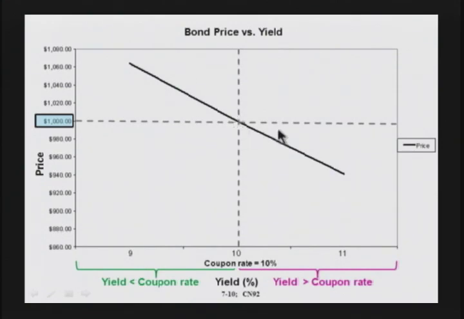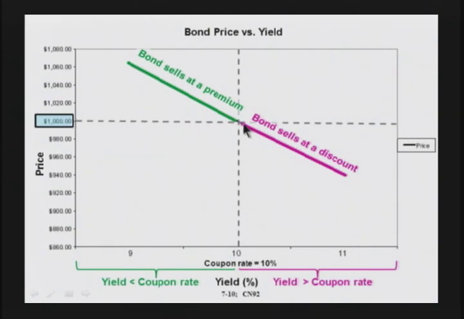So look at the quadrants of the graph here. In particular, think about what happens at points where the yield is set down here below the coupon rate versus when the yield is exactly equal to the coupon rate and when the yield is set at a rate up here above the coupon rate. Where the coupon rate and the yield being this whole x-axis here, and the coupon rate being this 10% point on the x-axis.